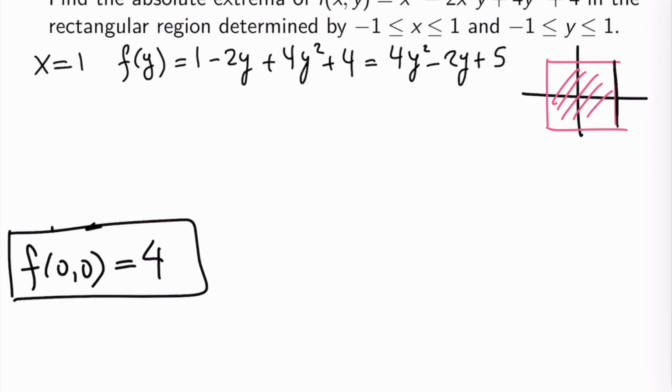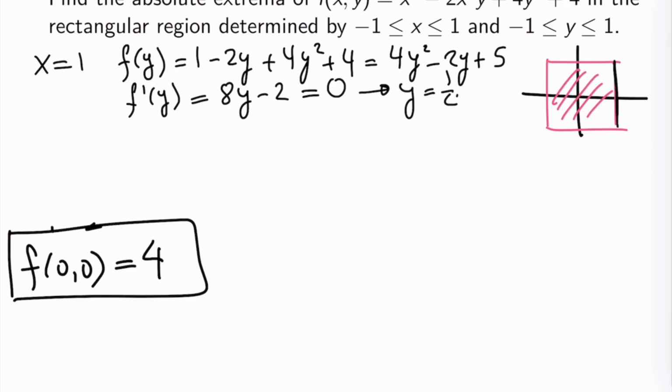So this is now a function of one variable, so we are going to calculate just the regular derivative of this function, of this parabola, which is 8y minus 2. And then we find out when this derivative is equal to 0, and we get that this happens when y is equal to 1/4. So then we have here another of the points to investigate.